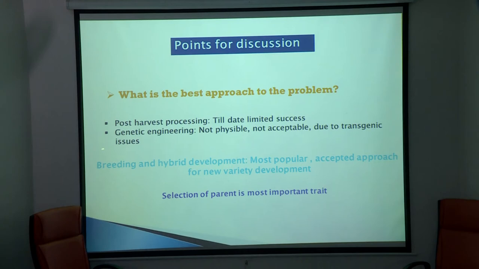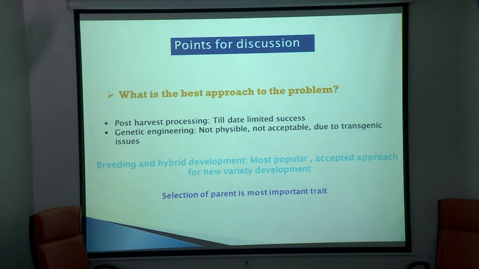Then breeding and hybrid development, which is the most popular approach, because in pearl millet most of the hybrids and composite varieties are known. Most pearl millets available now are biofortified with iron and zinc. All these were developed by breeding and hybrid programs. In breeding, selection of the parent is the most important step. For breeding, we have to select a parent which is low rancid and has high nutrient density.